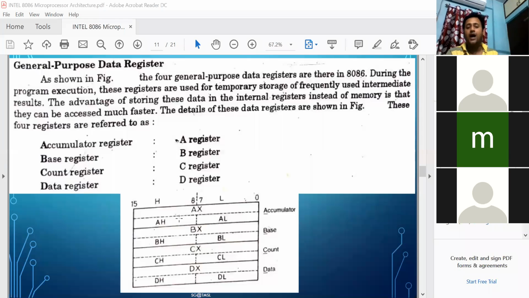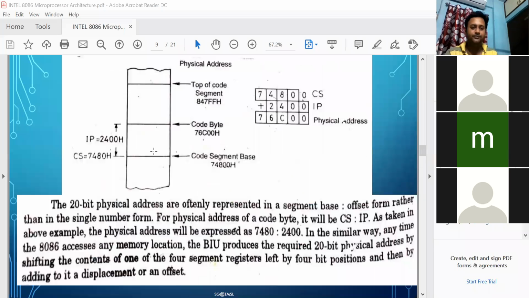If you use the upper 8 bits, AH can be used. If you need the lower 8 bits, AL can be used. In this way, all the registers AX, BX, CX, and DX can be used as 16-bit registers, or individually as 8-bit registers. These are general purpose registers, and they are used everywhere, like to write any instruction. That's why they are called general purpose registers.